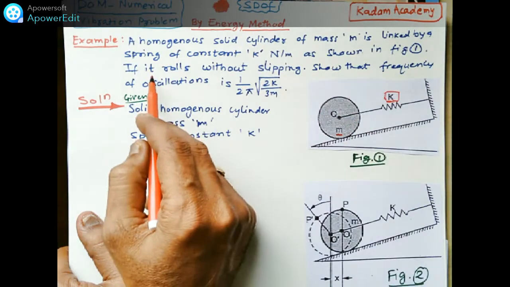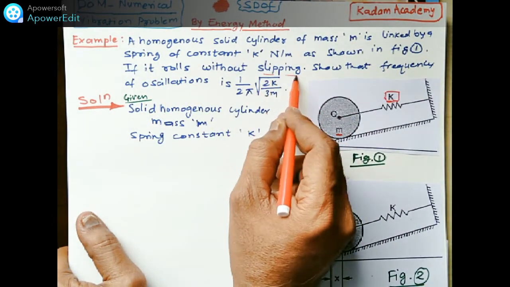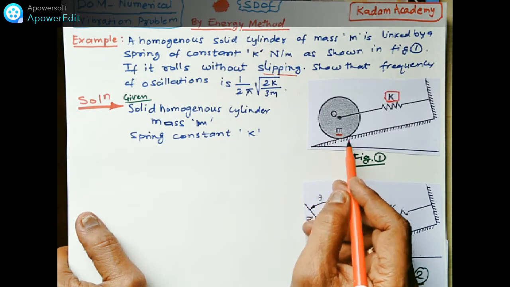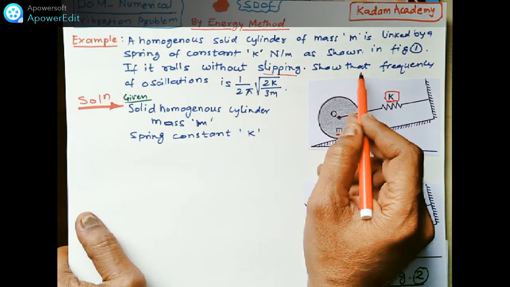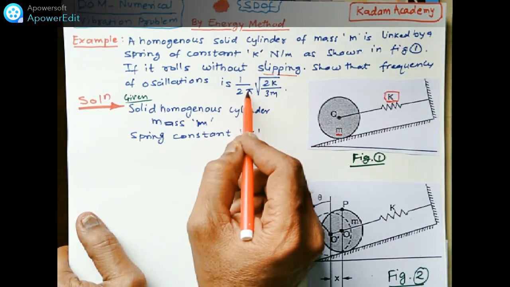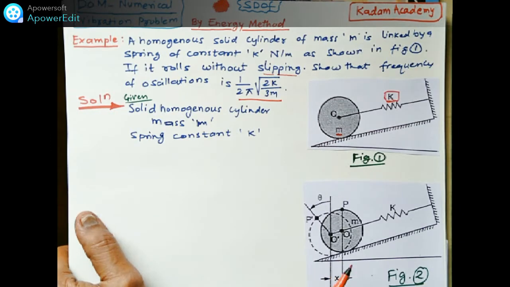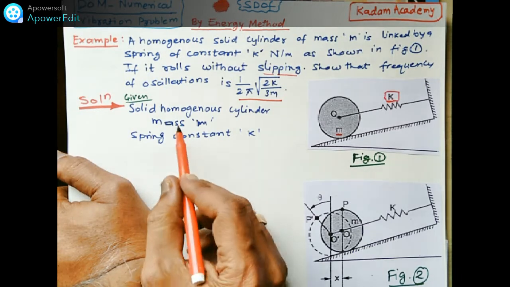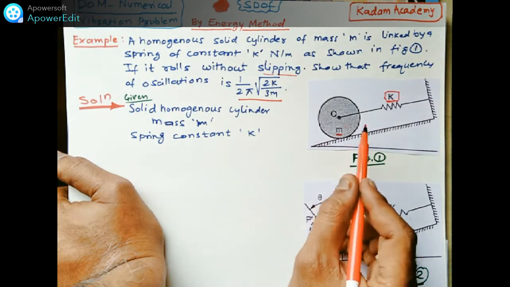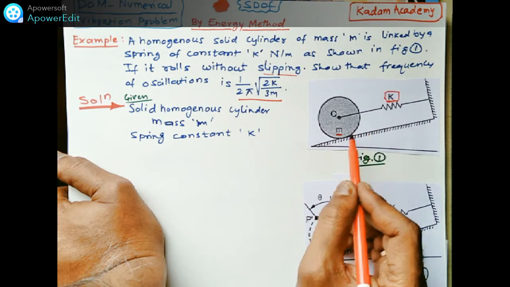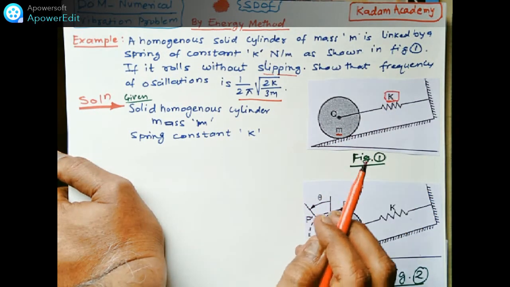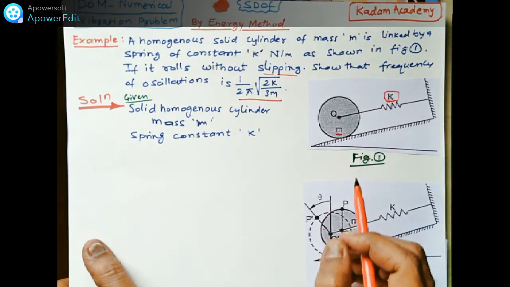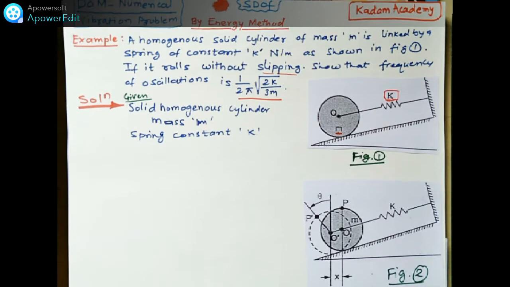What we have to find out is, if it rolls without slipping, this is the condition for this single degree of freedom. In this numerical, without slipping, we are considering and we have to show the frequency of oscillation. This is the answer to find out. What is given to you? A solid homogeneous cylinder with mass m and spring constant K. Now, here is the displacement diagram.